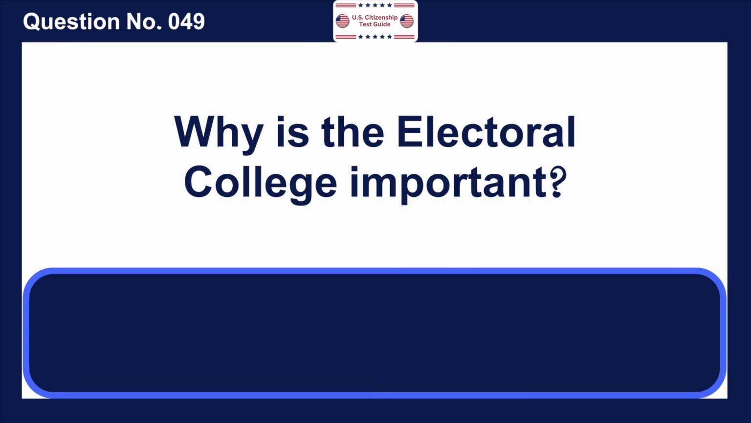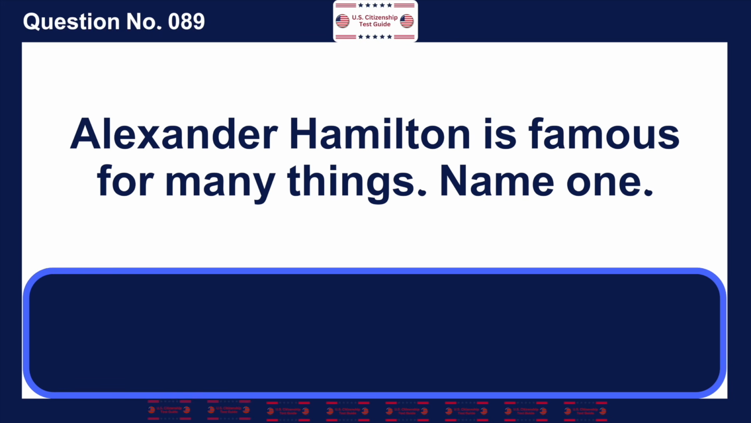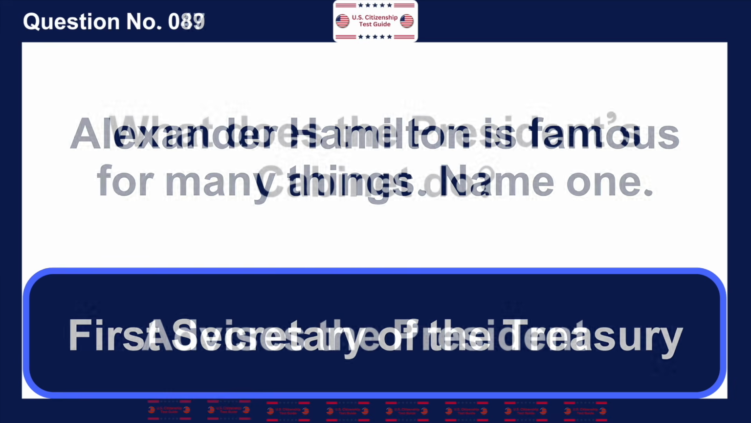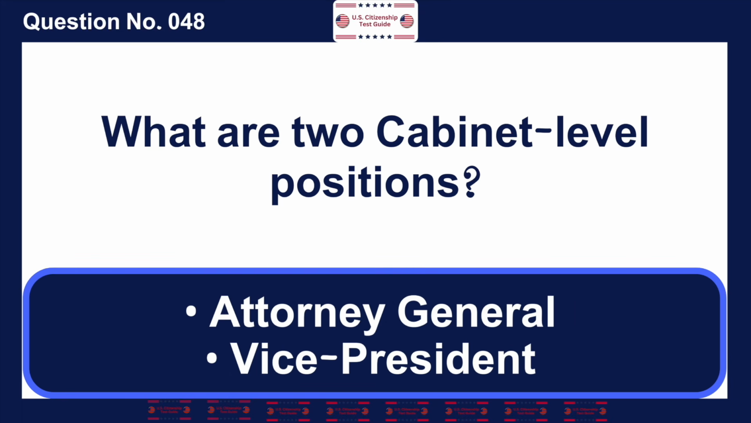Why is the Electoral College important? It decides who is elected president. Alexander Hamilton is famous for many things. Name one. First Secretary of the Treasury. What are two cabinet-level positions? Attorney General, Vice President.